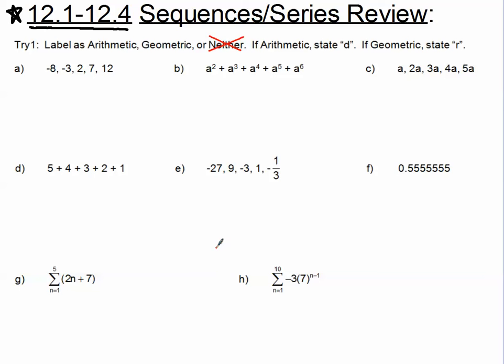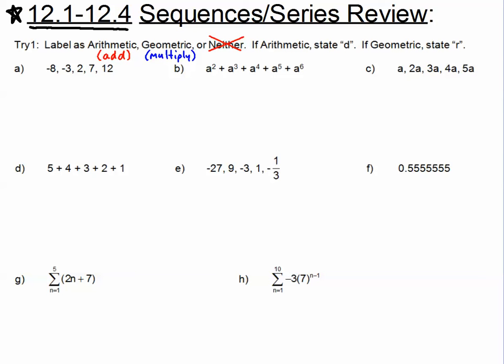So I hope that you've already tried these. When we're looking for arithmetic, we're looking for a pattern where we are adding to get from term to term. When we are looking for geometric, we are looking to multiply to get from term to term. Those are our arithmetic and geometric patterns. So let's do the arithmetic in red.